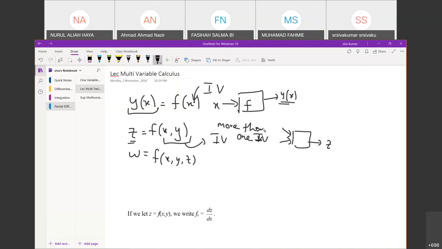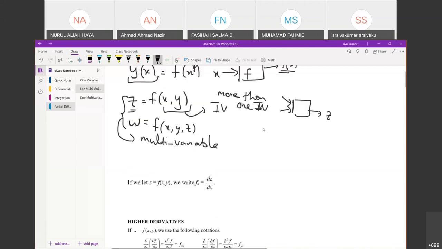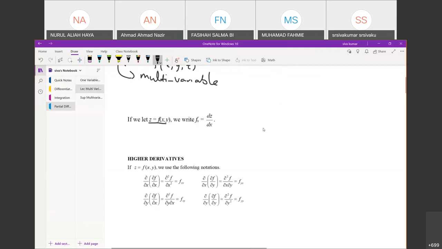Therefore, this is what we call a multivariable. First definition done. Simple definition for you. Now, when we use a multivariable, you can see here more than one variable, more than one independent. I hope that you all can see clearly.